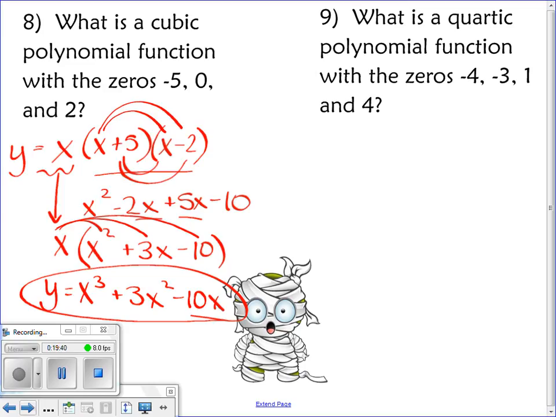Look at the next one. Quartic is 4. So how many things am I going to have to multiply together? 4. Sure.